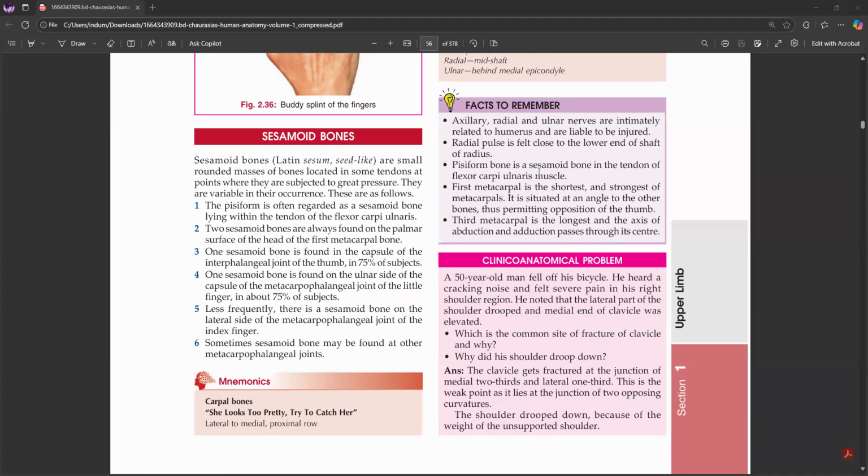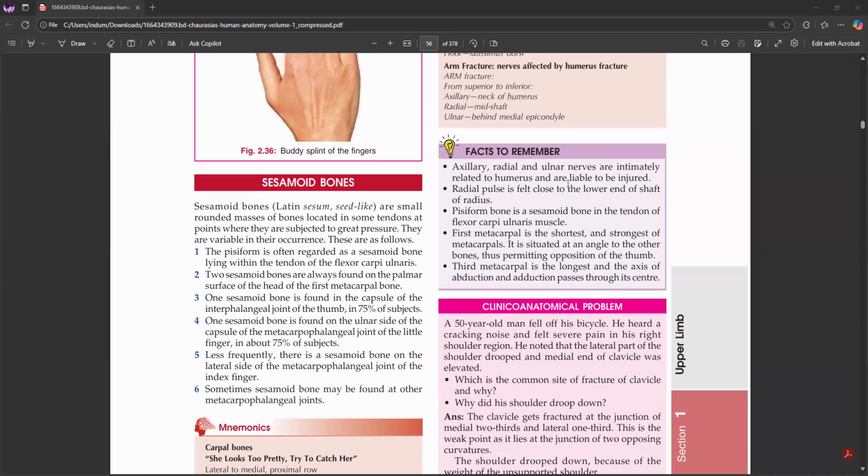Facts to remember. Axillary, radial, and ulnar nerves are intimately related to humerus and are liable to be injured. Radial pulse is felt close to the lower end of shaft of radius. Pisiform bone is a sesamoid bone in the tendon of flexor carpi ulnaris muscle. First metacarpal is the shortest and strongest of metacarpals. It is situated at an angle to the other bones, thus permitting opposition of the thumb. Third metacarpal is the longest and the axis of abduction and adduction passes through its center.